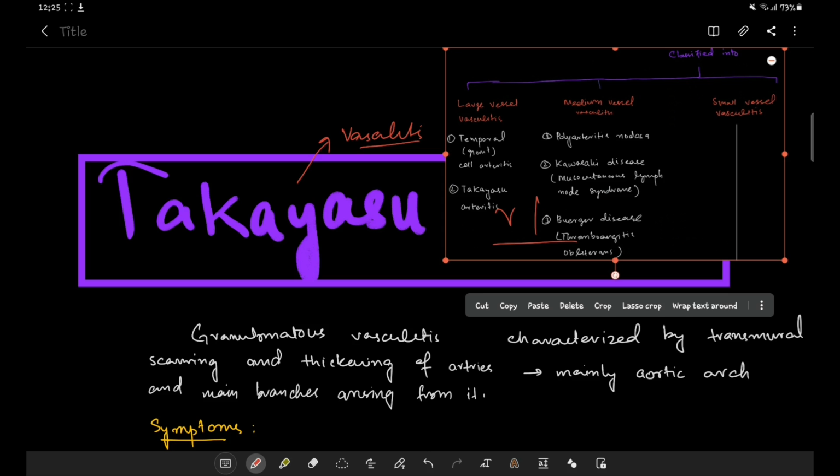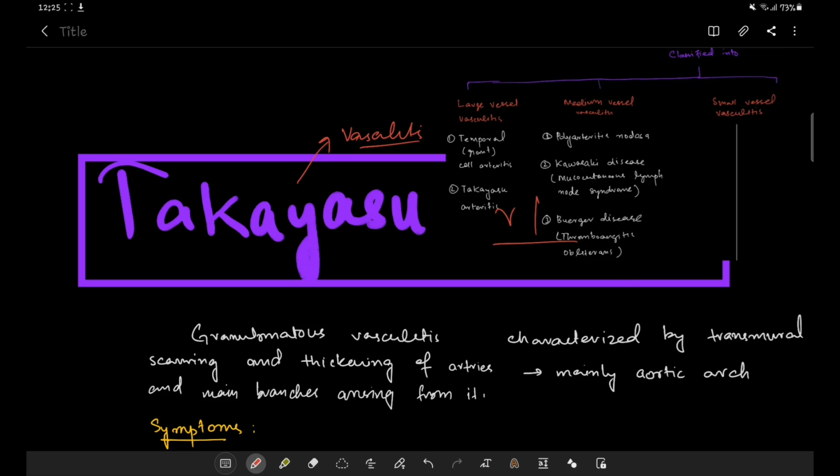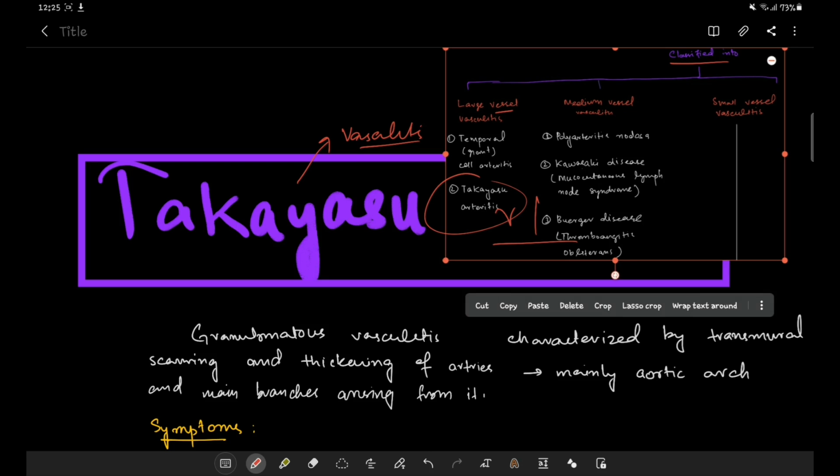जो है क्लासिफिकेशन का कौन से ग्रुप में आता है। तो हमने इसको ऑन द बेस ऑफ द साइज ऑफ द ब्लड वेसल्स, आर्थराइटिस को वास्कुलाइटिस को डिवाइड किया था, लार्ज वेसल वास्कुलाइटिस, मीडियम एंड स्मॉल वेसल वास्कुलाइटिस। तो हम देख सकते हैं Takayasu arteritis can be classified under the large vessel vasculitis. So it is a large vessel vasculitis.